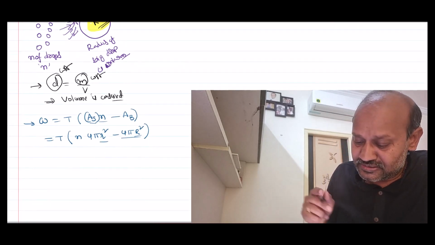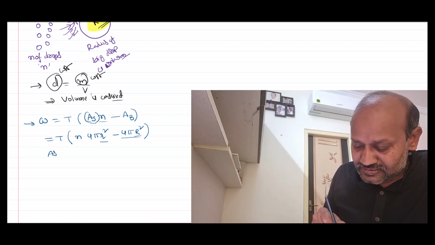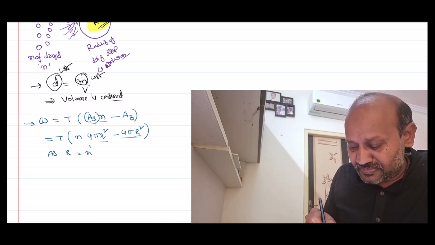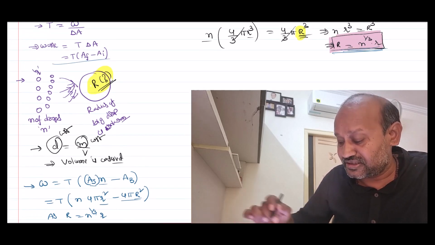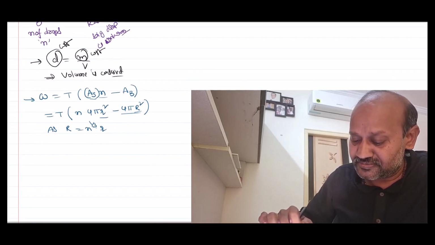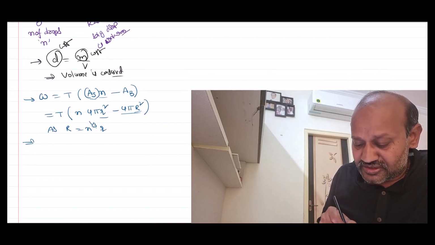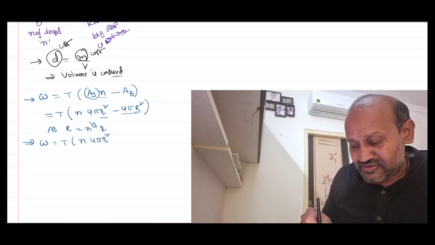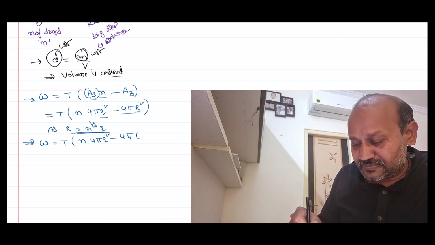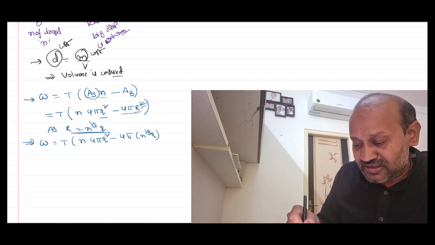So as capital R is not given for me, I found it in terms of the small r and n as n power 1 by 3 and r. See here, n power 1 by 3 and r. So I can use this relation here. Substitute this in the above relation. Work done will be surface tension, n into 4 pi r square minus 4 pi. In the place of capital R, n power 1 by 3 and small r whole square is there.